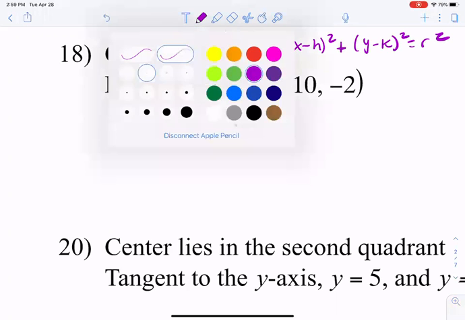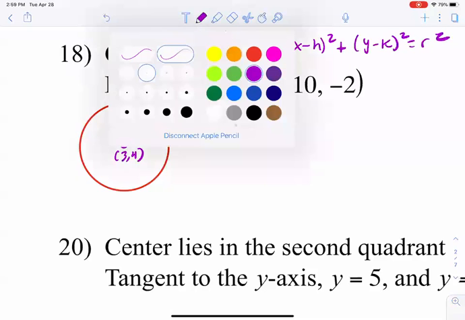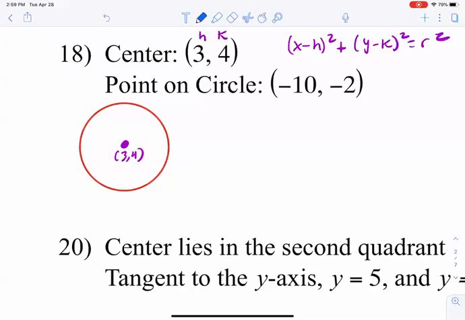If this is confusing at some point, just draw a picture, draw a circle. The center they're telling you is here, (3, 4). This is the center, and they're saying that this point is (-10, -2). If you really think about it, that should be around here somewhere. And so this is (-10, -2).